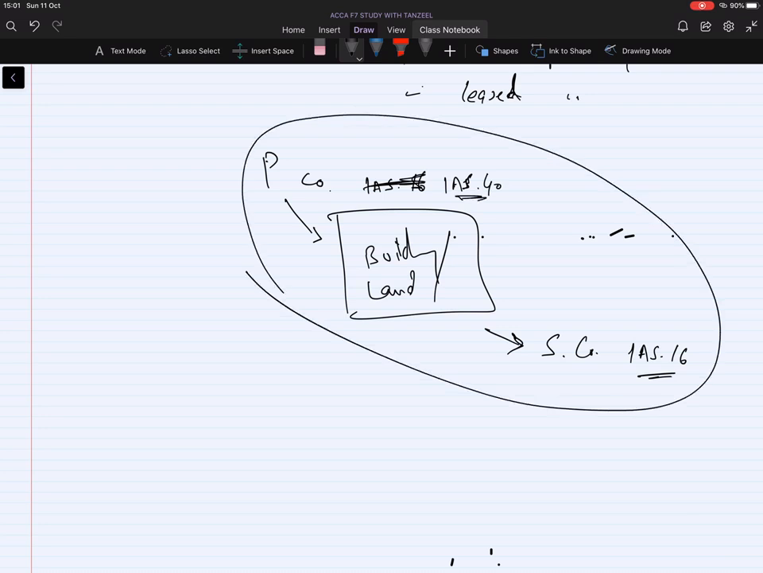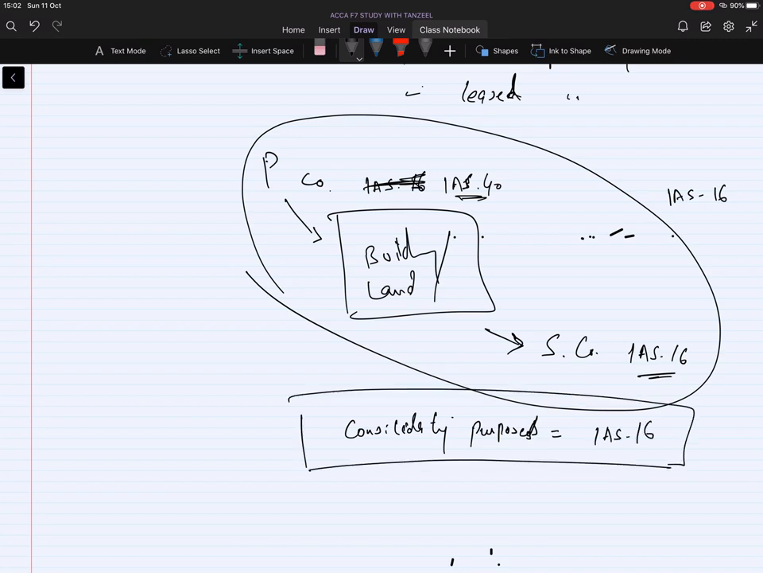But as a group, it is one part of the group, a property within the group, so it is IAS 16. For consolidated purposes, we apply IAS 16 because both are the same, it falls under the same company. In the individual books it is IAS 40 and IAS 16 PPE, but as part of the group it is going to be IAS 16.